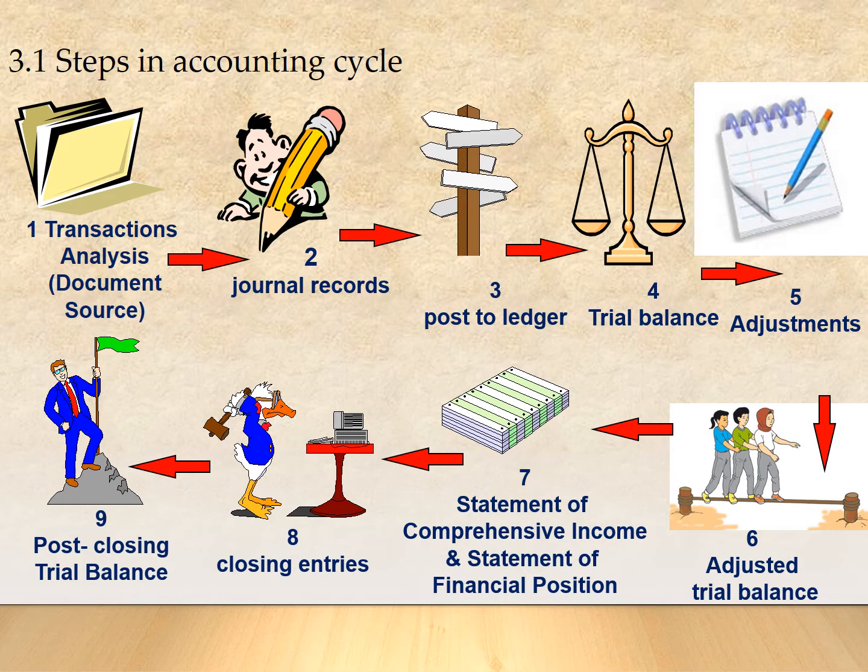Next, prepare a trial balance. Then, do the adjustments with deferrals and accruals. After that, prepare an adjusted trial balance. Next step, prepare financial statements, which are the statement of comprehensive income and the statement of financial position. Last but not least, journalize and post closing entries. Finally, prepare a post-closing trial balance.